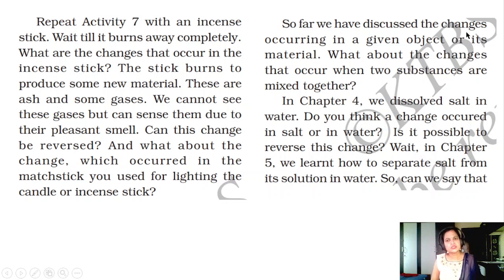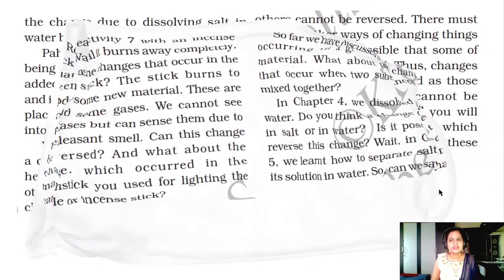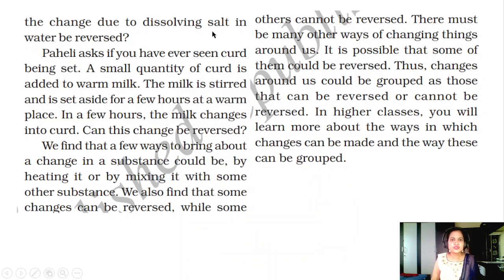So far we have discussed the changes occurring in a given object or its material. What about the changes that occur when two substances are mixed together? In chapter 4, we dissolved salt in water. Do you think the change occurred in the salt or in the water? Is it possible to reverse this change? In chapter 5, we learned how to separate salt from its solution in water. So, can we say that the change due to dissolving salt in water can be reversed?